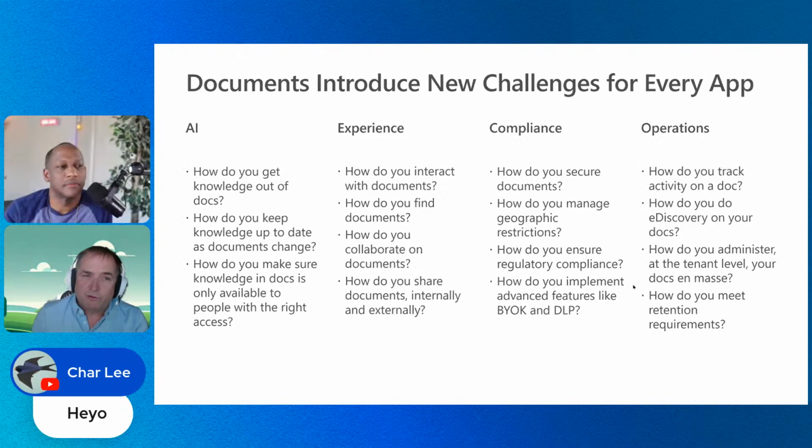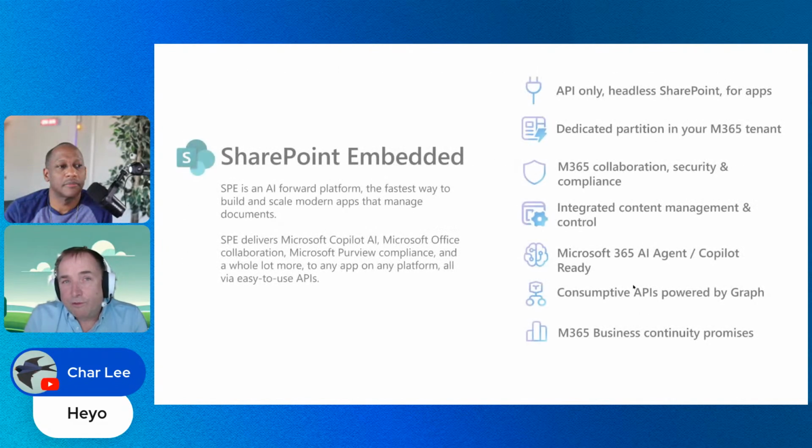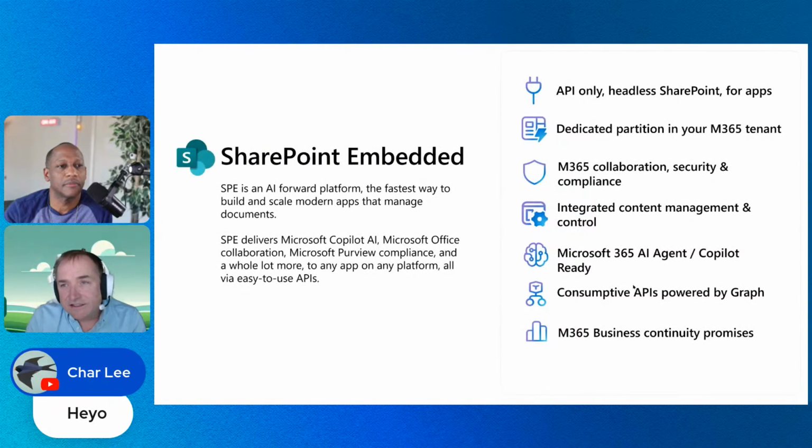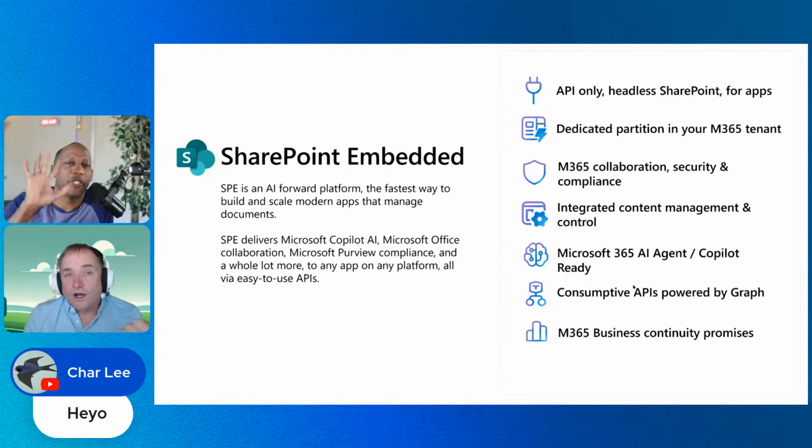And so this is where SharePoint Embedded comes in. So SharePoint Embedded, it's an AI-only headless version of SharePoint specifically designed for apps. It's an AI-forward platform. It is the fastest way to go ahead and build modern apps that scale and manage documents. And it delivers really 4 big things that you want to think about in terms of document management capabilities. Okay. So one is, go ahead.